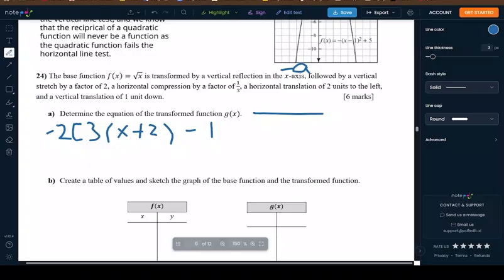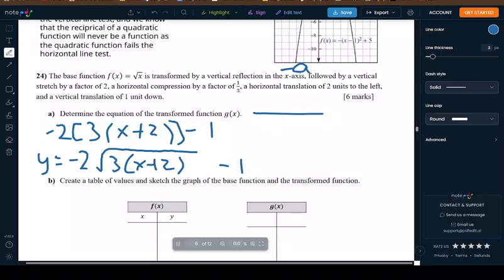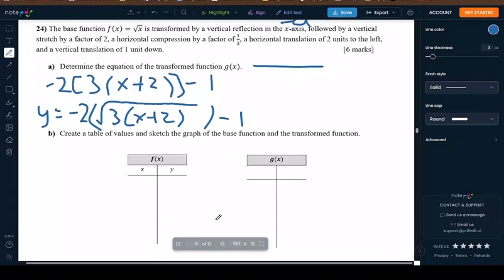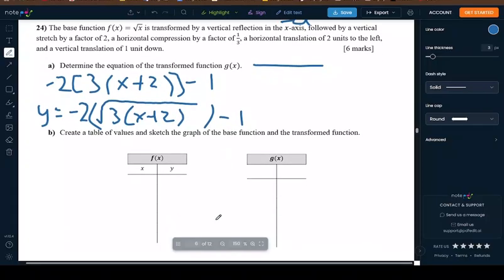Alright, so our function is y equals, notice that whenever we have the bracket, that's where our function goes. So negative 2 square root 3 of x plus 2 minus 1. So this is out of the bracket, out of the function, out of the square root. Now, create a table of values and sketch the graph of the base function and the transformed function. Alright, so let's see what transformations are applied to each here.